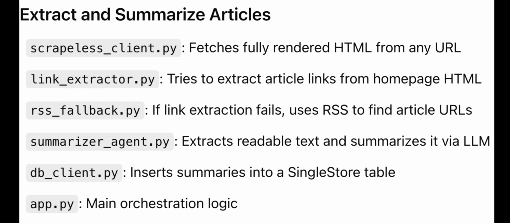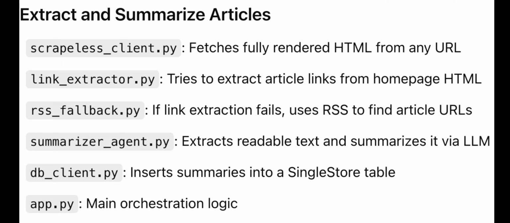So scrapeless_client.py fetches fully rendered HTML from any given URL. And link_extractor.py tries to extract article links from the homepage HTML. rss_fallback.py, if link extraction fails, uses RSS to find article URLs. And summarizer_agent.py extracts readable text and summarizes it via an LLM. And we have a db module that inserts summaries into our SingleStore table. And there is app.py, the main orchestration logic.